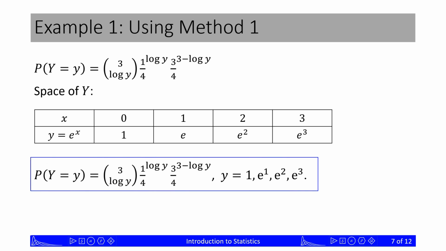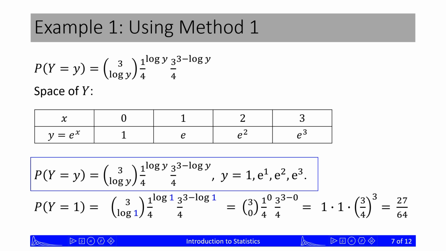So what if we want to find the probability that y is equal to 1? We replace little y with the value 1 everywhere in the formula. We end up with 27/64. Now we want to visualize the effect of the transformation on x.